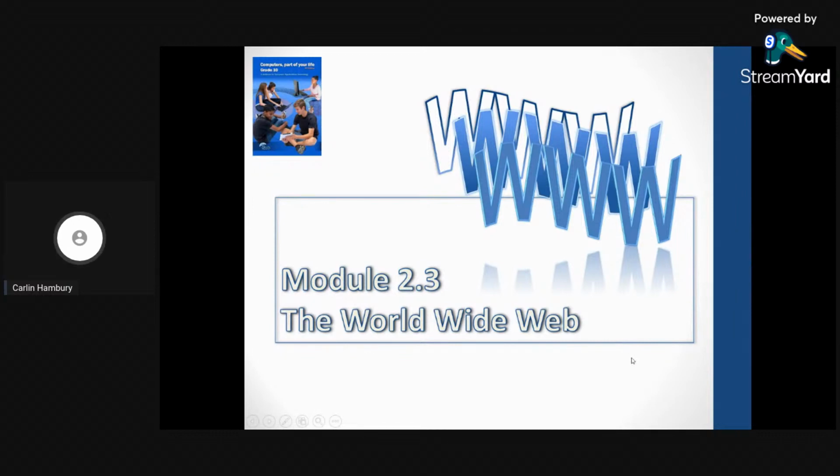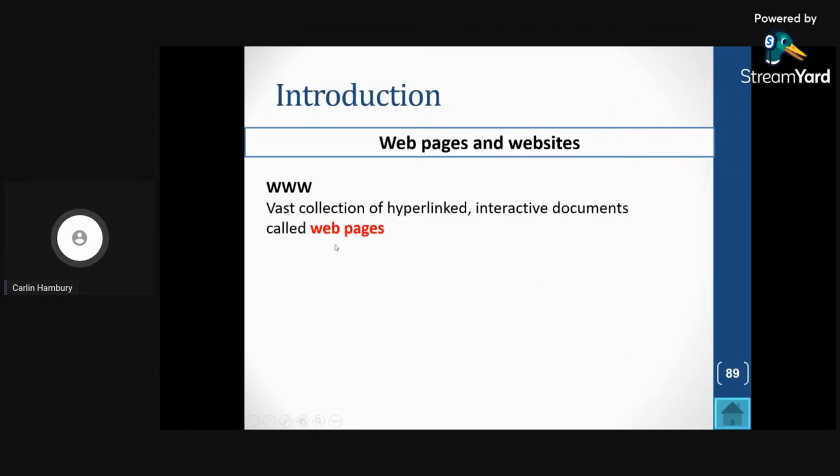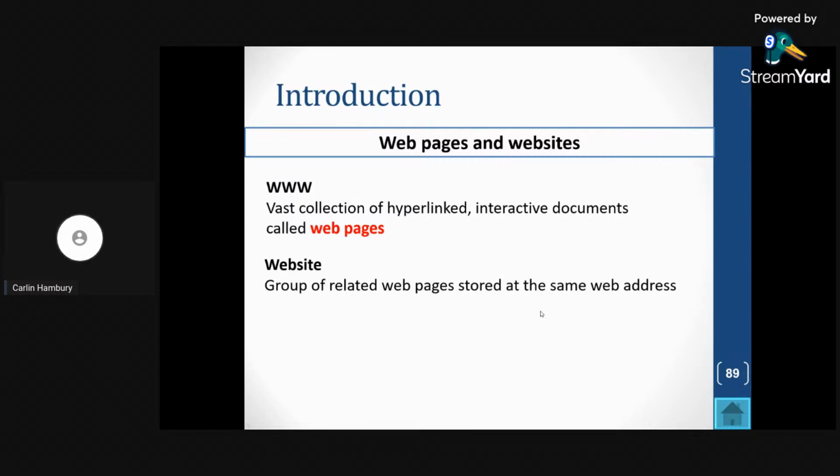Okay, and then I think the last one is our World Wide Web. The only things I really wanted to touch on here is, what is www? This is a vast collection of hyperlinked interactive documents called web pages. Okay, so this is just telling you the difference between a web page and a website. Okay, your web page is a collection of related documents, our interactive documents, hyperlinked things. So all of that together, that creates what we know as a web page.